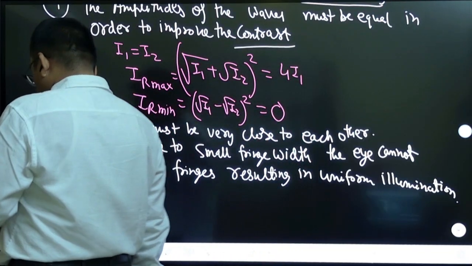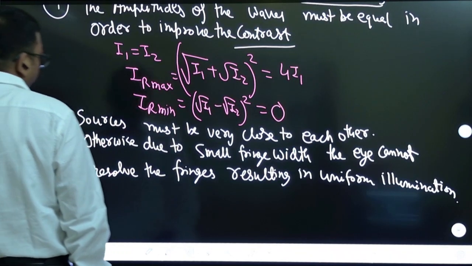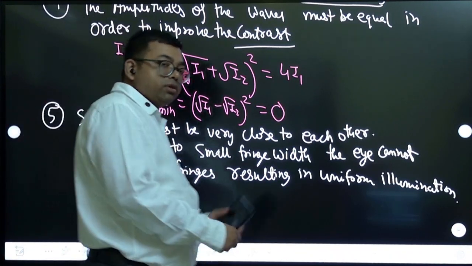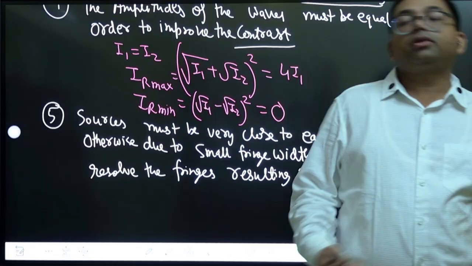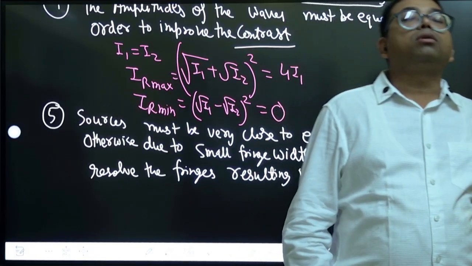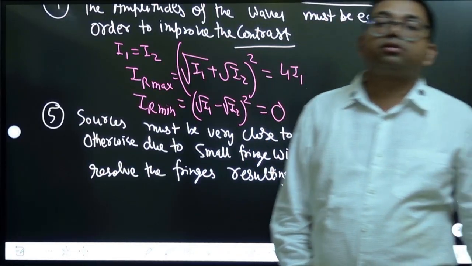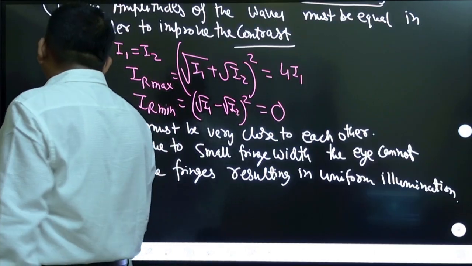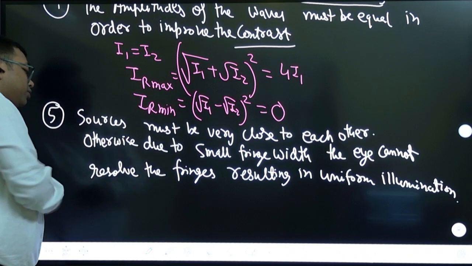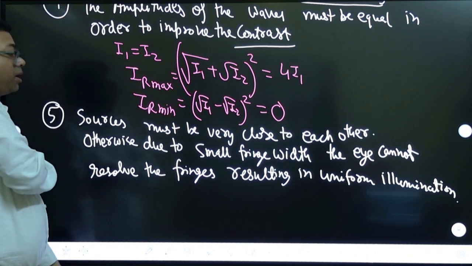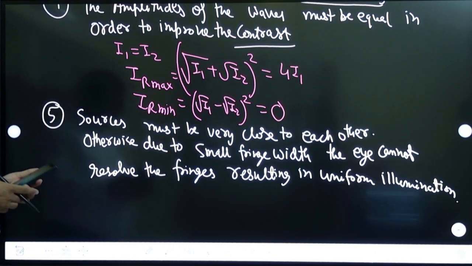Okay? Uniform illumination. Sources must be close to each other. If the sources are not close to each other, they are very, very far away, then uniform illumination will appear to us, although patterns are formed, but we will not be able to distinguish the pattern form on this screen, right? It will look like uniform. Why? Because our eye will not be able to resolve. There is a concept of resolving power that we will see afterwards, but this is an important point that we have to remember.